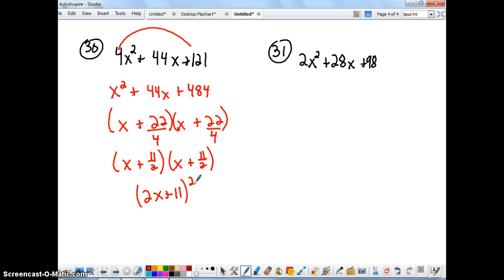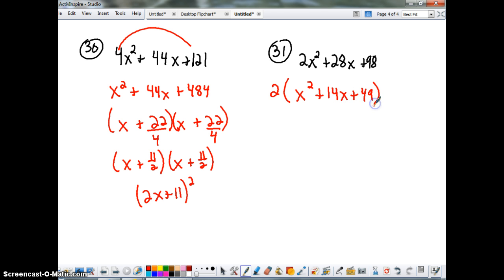All right, number 31. Again, looking at a trinomial, we should always look at a GCF first. I think I failed to mention that for number 30. Okay, there was no GCF in number 30. In number 31, there is. I can pull out a 2. These are all even numbers. So if I pull out a 2, I'm left with x squared plus 14x plus 49.